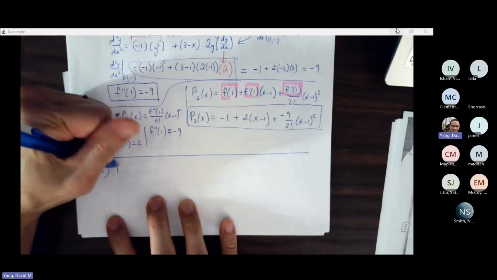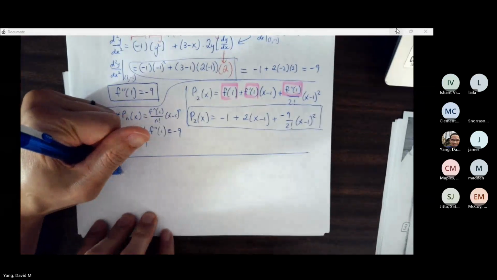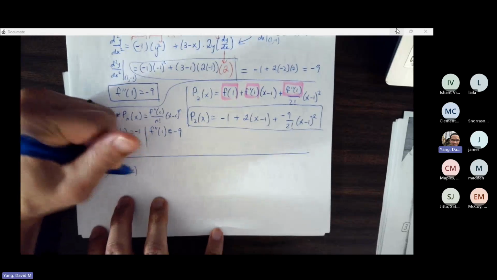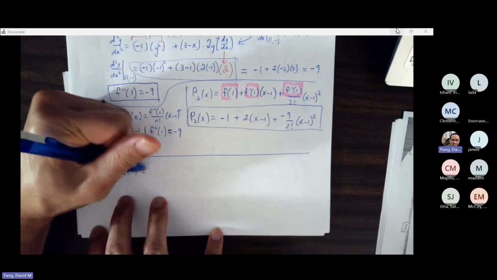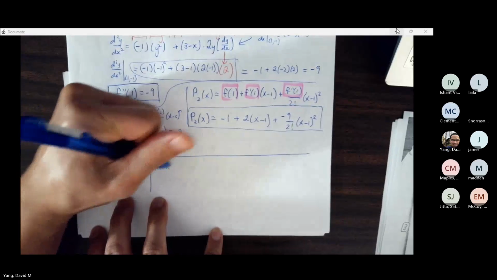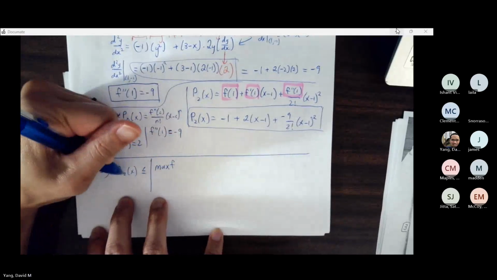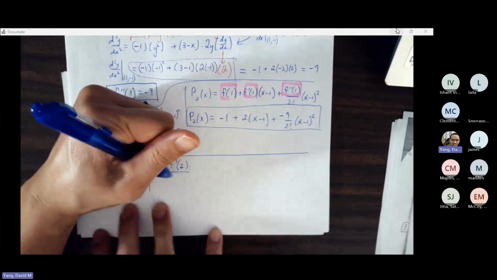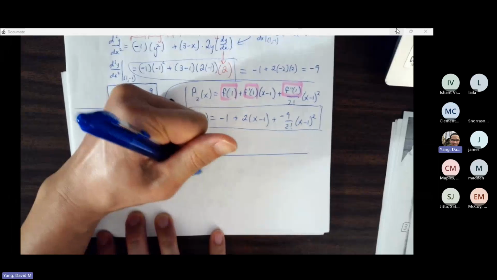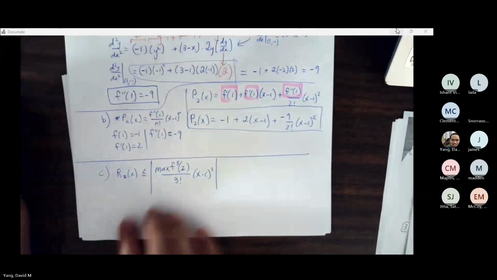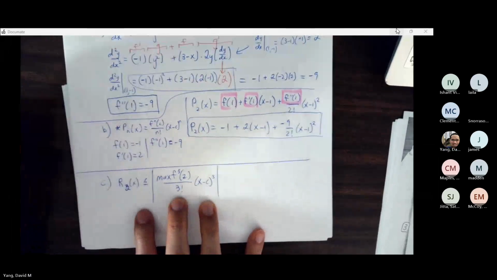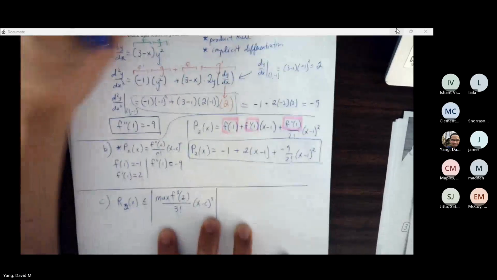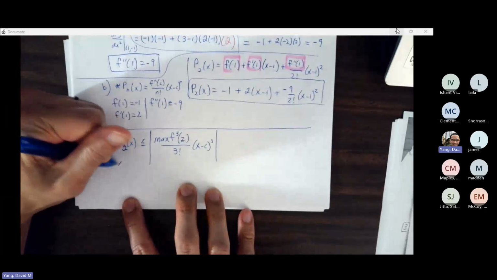we know that our remainder or second degree Taylor polynomial is going to be off by no more than the maximum of the n plus first derivative, which will be the third derivative, evaluated over 3 factorial x minus c to the third. So let's find our c value and our x value to plug in.